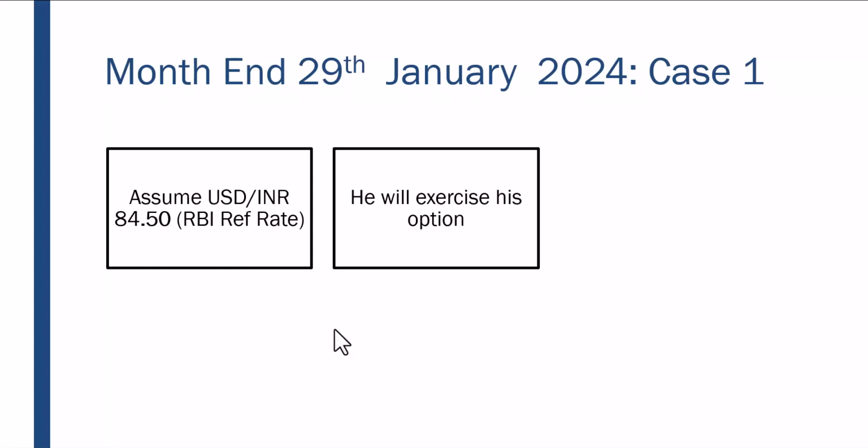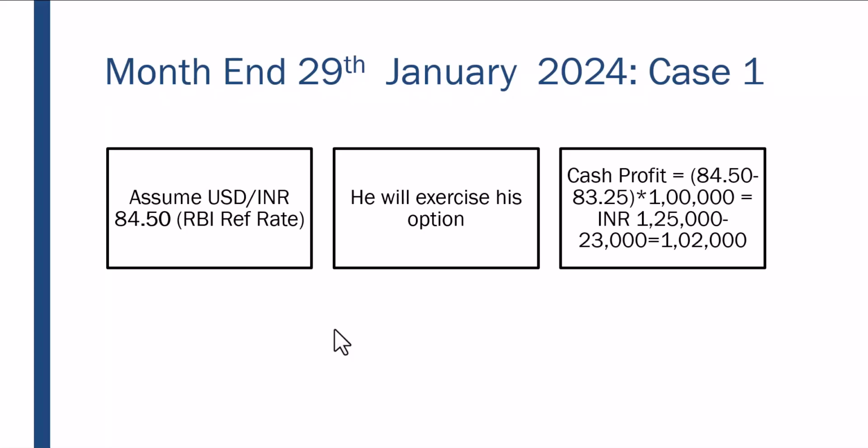Now, in this case, because the rate has gone up, the dollar has gone up to 84.50. So I'm making money because I have chosen a strike price of how much? 83 rupees 25 paisa. So as a call buyer, I have an option to exercise. The call writer doesn't have an exercise right. So I will exercise my right and I'll make money because the strike price was 83.25 and the dollar today is 84.50. So I am making a gain of 1 rupee 25 paisa, which translates into 1,25,000.